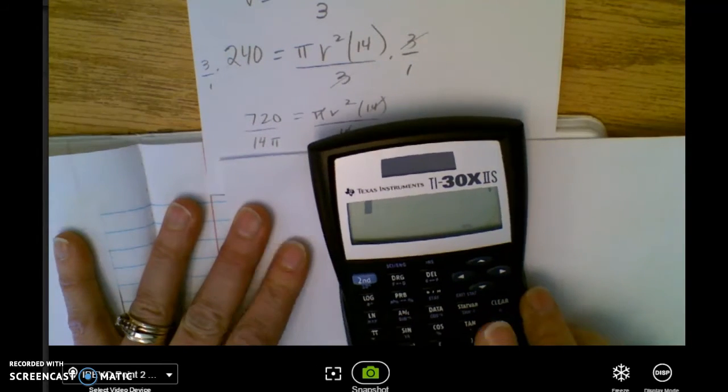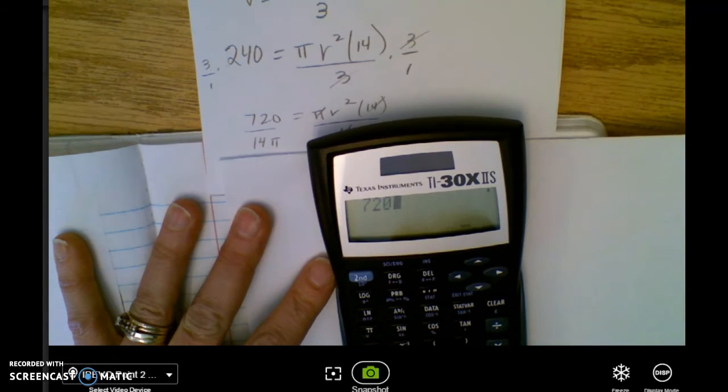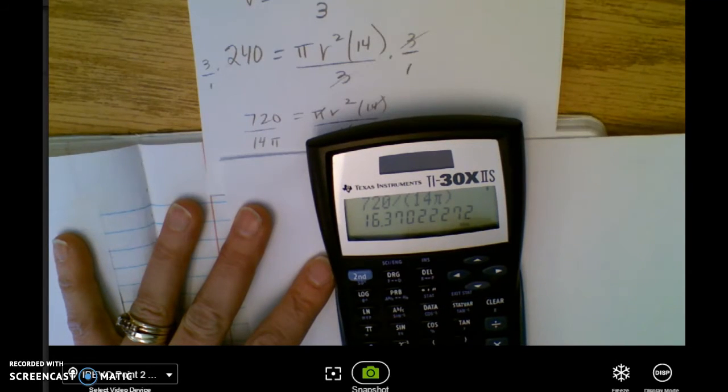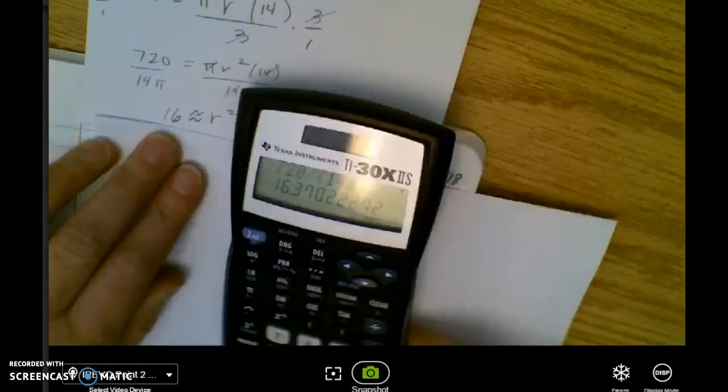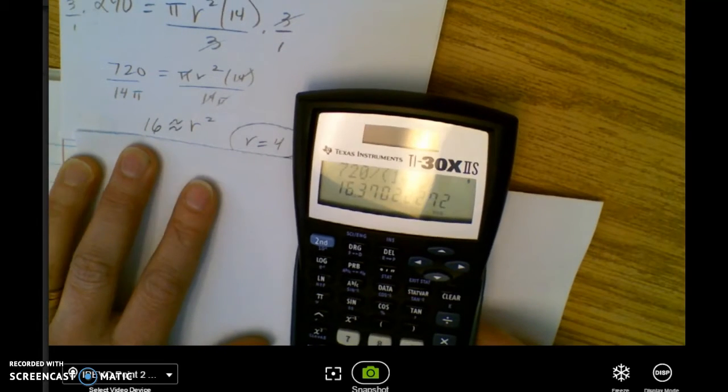The one thing I will warn you is this. When you use your calculator, you have to be very careful in stating, hey, I want 720 to be divided, and then put this in a group. I want it divided by 14 pi together. I don't want to just divide by 14 and then multiply by pi. I want to divide by both of those items. So that's where you can see I get this decimal answer. And I've approximated it to be about 16.